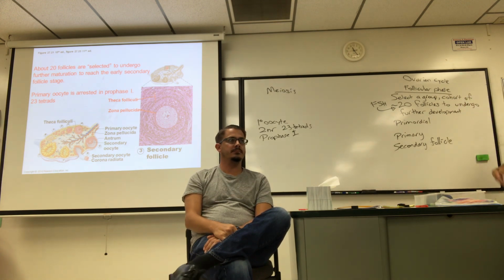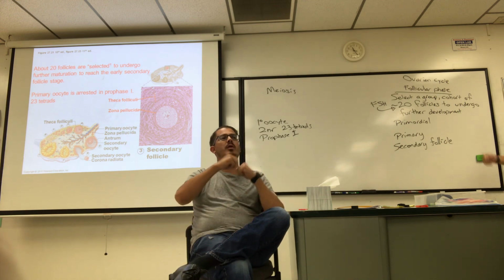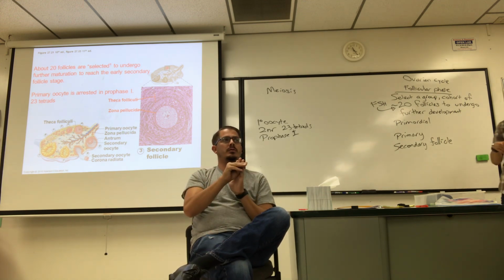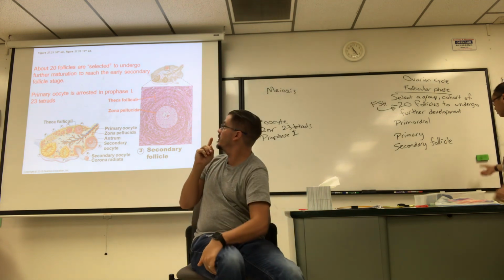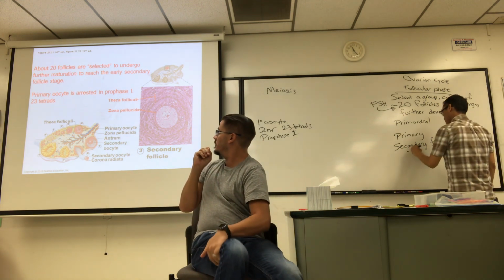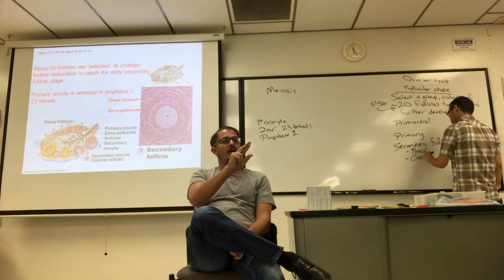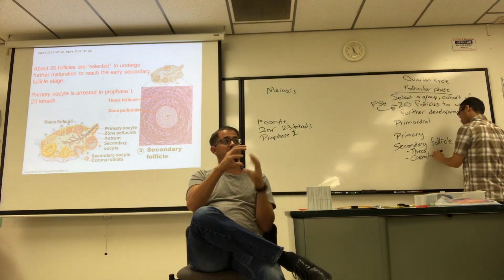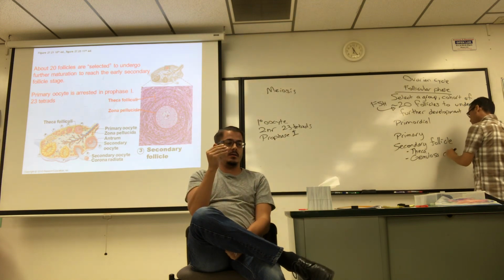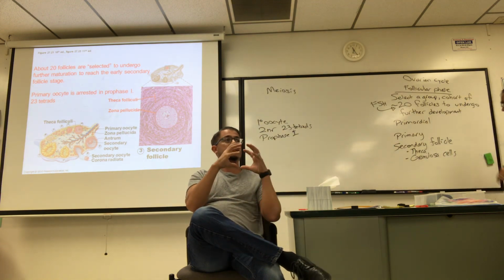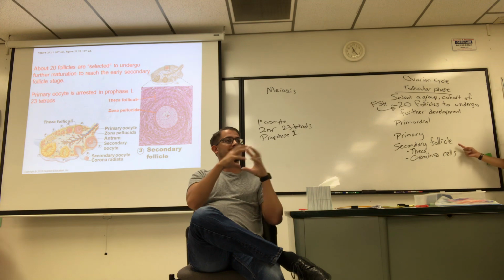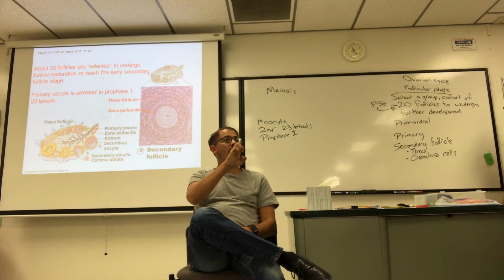Now you get some structures that are indications of a mature follicle. I have two on the slide, theca and zona pellucida. But let's add to that the granulosa cells. Theca, granulosa cells, many of them. These are the cells, thecal cells and granulosa cells, of the secondary follicle, not the oocyte. Okay?